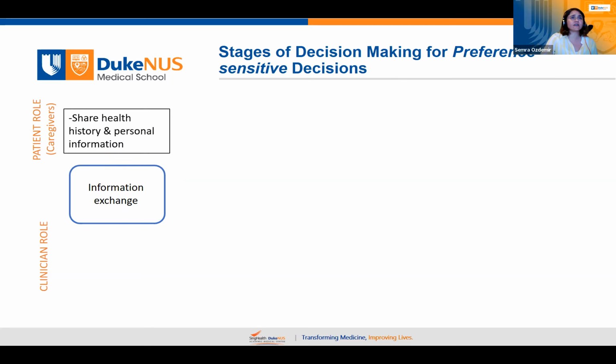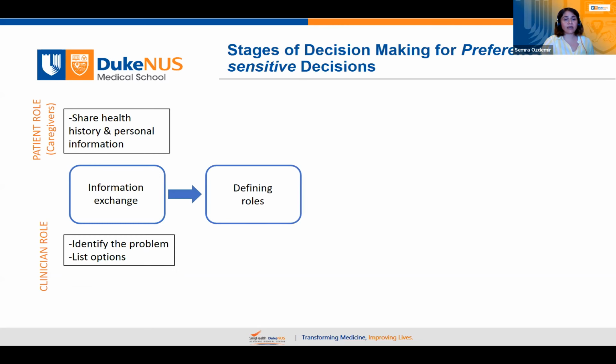In that sense, for exchanging information, the patient knows themselves the most, right? They know their symptoms, their health history, their personal history, and they need to communicate that to the clinician. So that's the exchange of information from their part. And from the clinician's part, they listen to the patient, they identify the problem. What's wrong with the patient? What's the diagnosis? And then they give the options of care, whether it involves testing, medications, or treatments. They talk about the pros and cons.